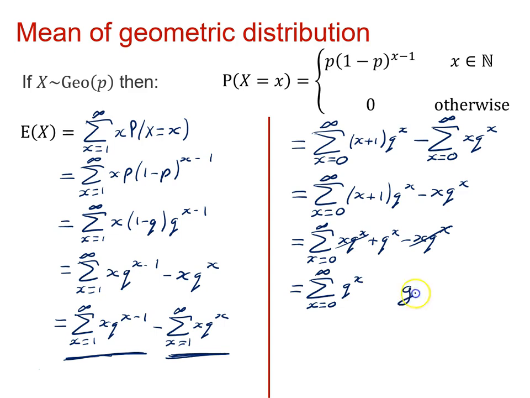That is, of course, a geometric series and a sum to infinity, which is equal to the first term. Well, when x is equal to 0, that's going to be 1 divided by 1 minus the common ratio, which in this case is q. 1 minus q is equal to p, so that is 1 over p. You're not required to know that proof, but I think it's quite an interesting thing to see. The variance proof is of a similar form.